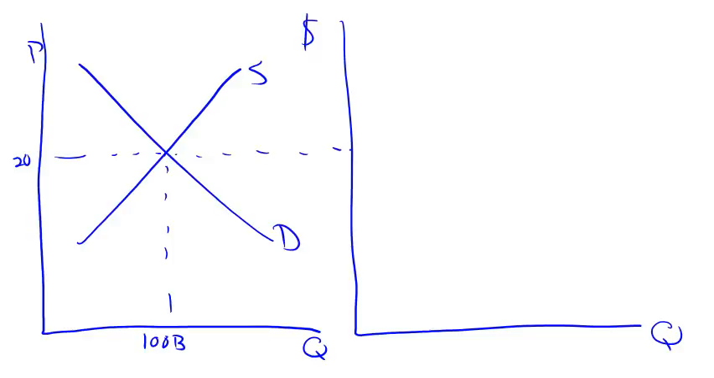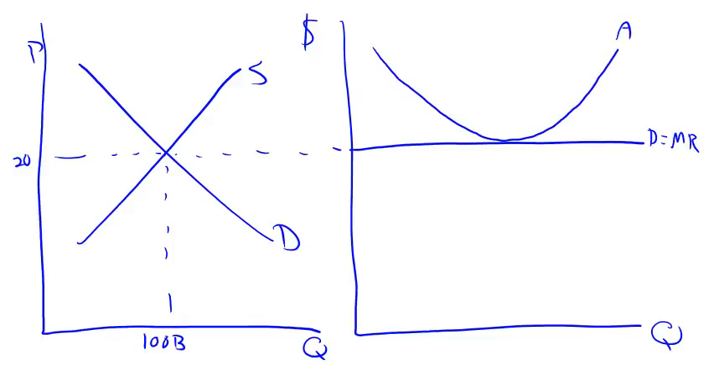Since the equilibrium price is 20, the firm's demand curve will be horizontal at that price. Average total cost will just touch that demand curve. The quantity is something like 80, and again that's 20, and marginal cost passes through here.